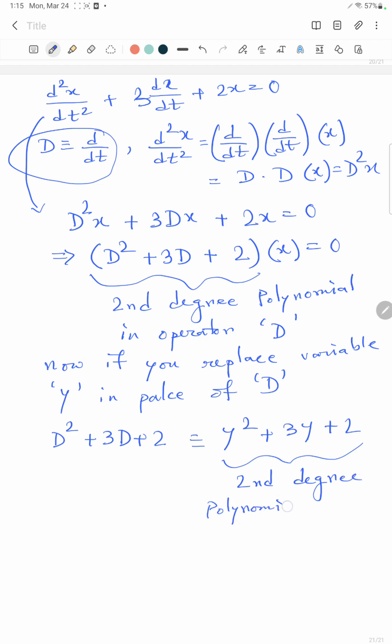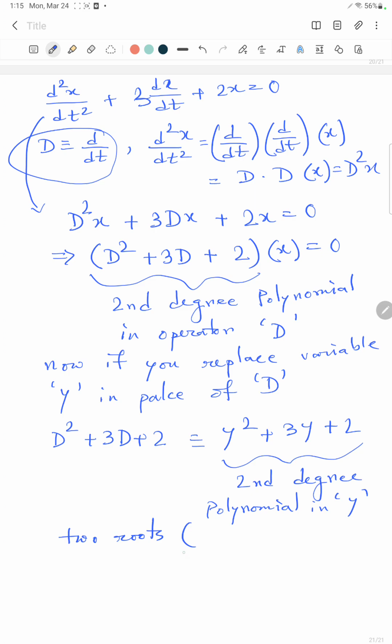Second degree polynomial in a variable y. The fundamental theorem of algebra says that since it is a second degree polynomial in y, it will have two roots. These two roots may be real or complex, same, distinct, etc., but we need not bother about that. The main thing is that this second degree polynomial in y will have at least two roots.